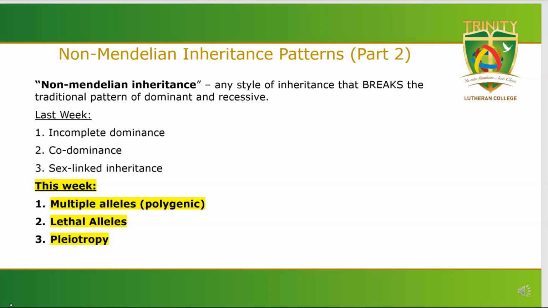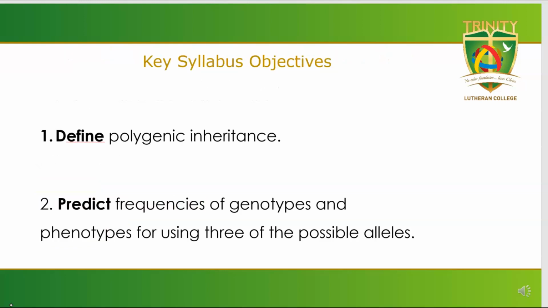This week we're focusing on polygenic inheritance, otherwise known as multiple alleles, lethal alleles and pleiotropy. Your key syllabus objectives today are to define polygenic inheritance and predict frequencies of genotypes and phenotypes using different alleles. Make sure you are really familiar with the definitions of these two terms.